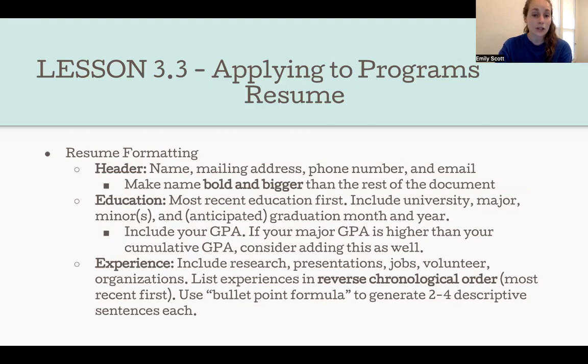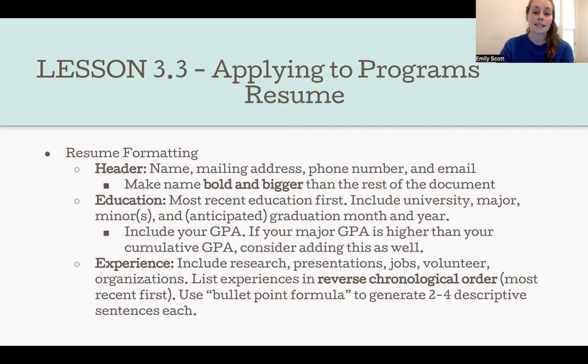Next section will be your education. List your most recent education first, including your university, majors, minors, anticipated graduation date, and also consider including your GPA. If your major GPA, your CSD GPA, is higher, maybe add that on there as well, just to help them hone in on the fact that you did well in the coursework that's going to apply strongly towards your future career.